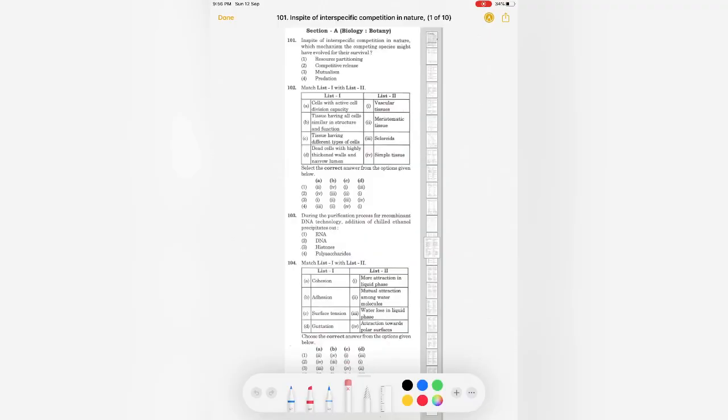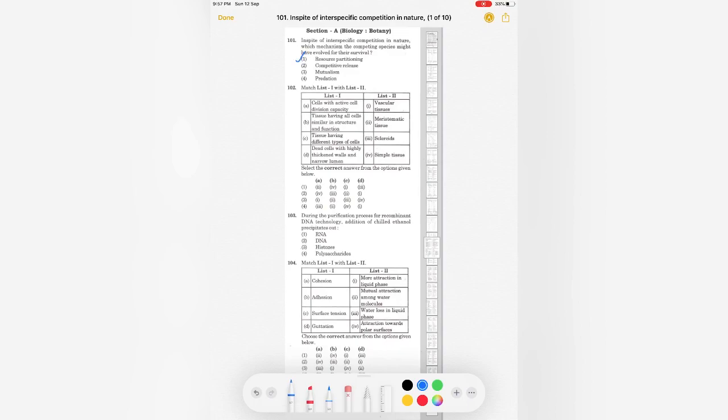In Botany part, the first question is 101. The question is, in spite of interspecific competition in nature, which mechanism the competent species might have evolved for their survival? The correct answer is resource partitioning. It is a direct question and it is given in NCERT page number 235. Actually, if two species are competing for the same resource, they can avoid competition by this resource partitioning. The correct answer is 1. Option 1 is the correct answer.